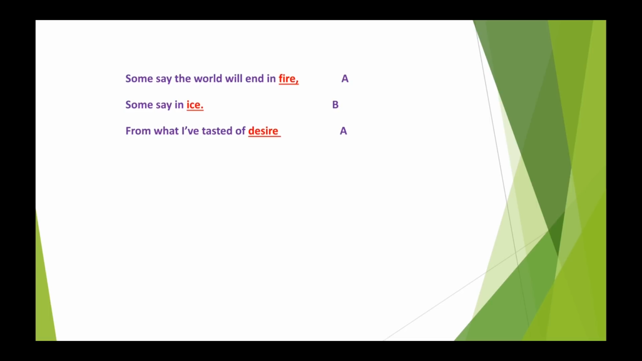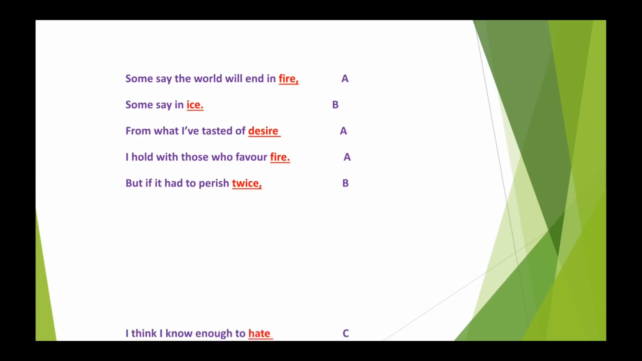From what I have tasted of desire. Now here we can see that the last word of third line, desire, is rhyming with fire. So again A. I hold with those who favor fire. Now desire, fire, again both are rhyming. So A. But if it had to perish twice. Now the last word of this line, twice, is matching with the second line last word, ice. So we will write B.